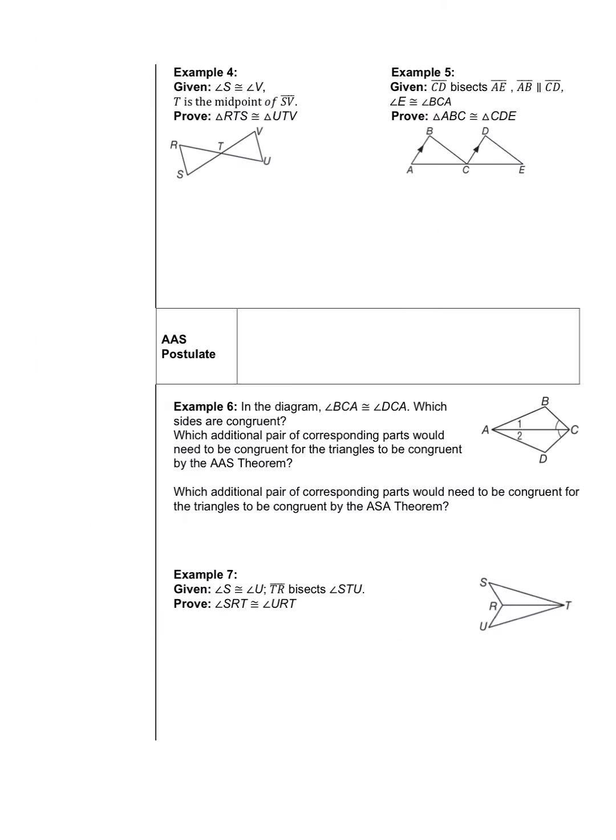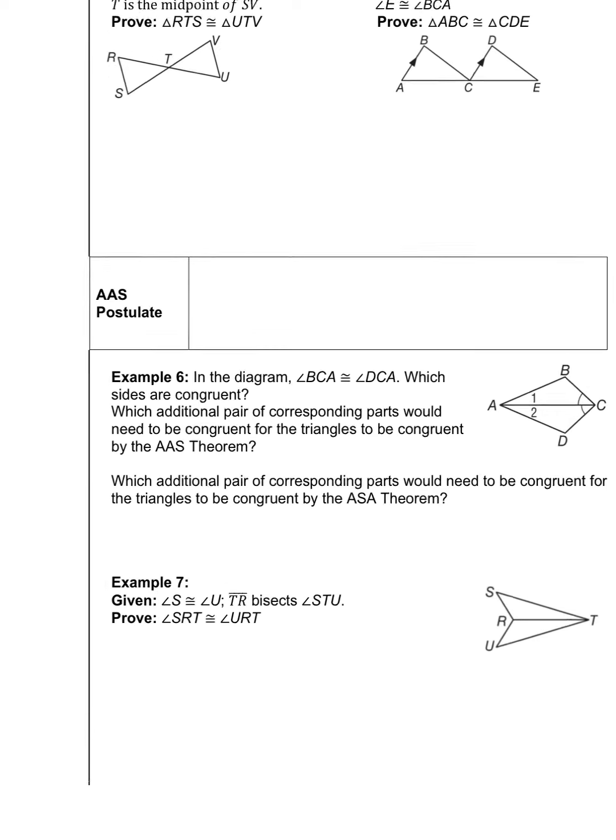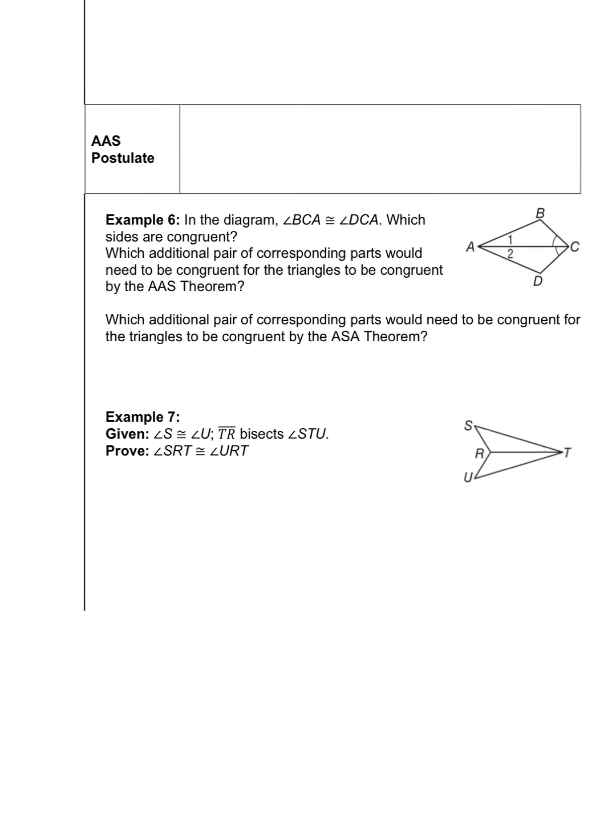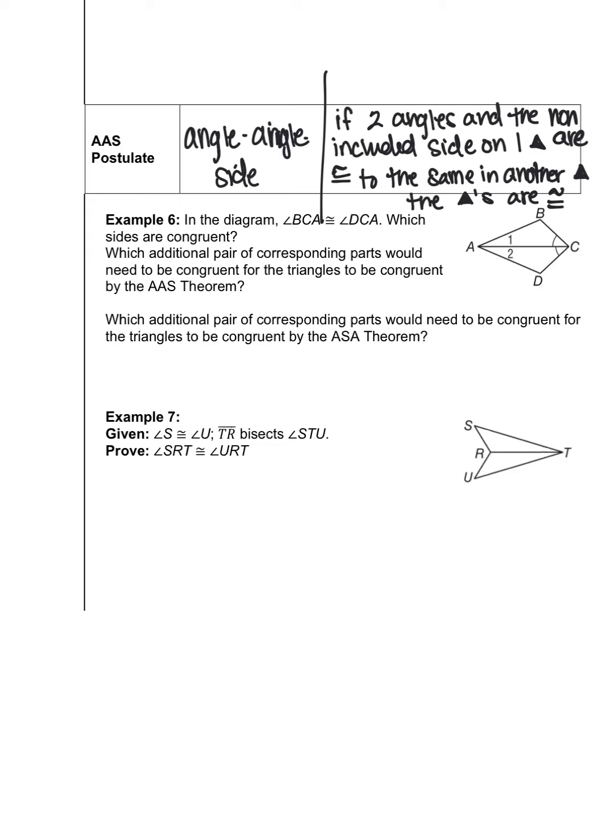Okay, we're skipping over a lot of these notes and we will be coming back to them next time in class. Right now we're going to talk about the angle angle side postulate. What this tells us is if two angles and the non-included side in one triangle are congruent to the same in another triangle, then the triangles are congruent. So here we go. We've got two angles, and this would be the non-included side. If it's congruent to this one, here's 1, 2, and the non-included side, these two triangles are congruent.